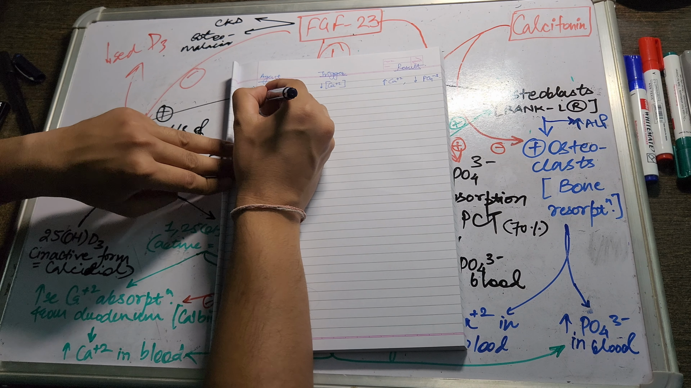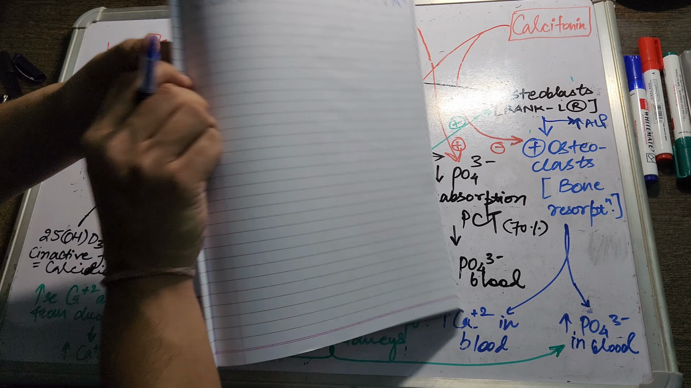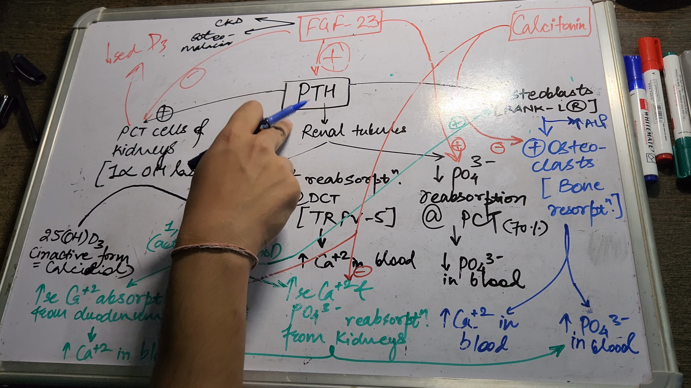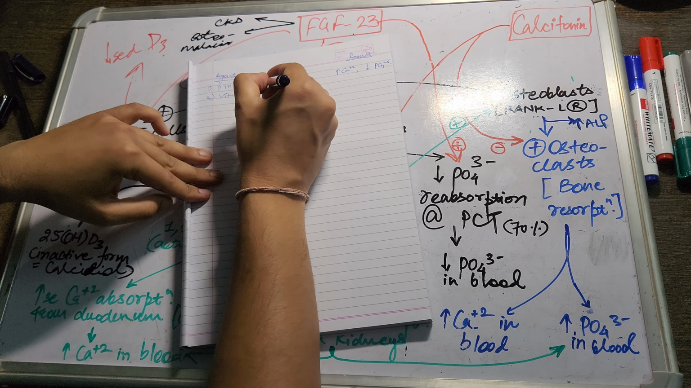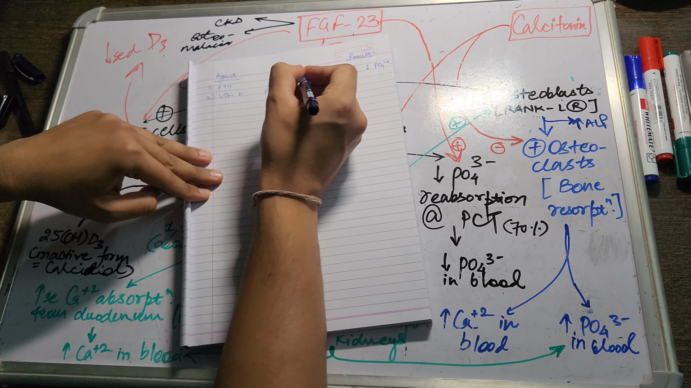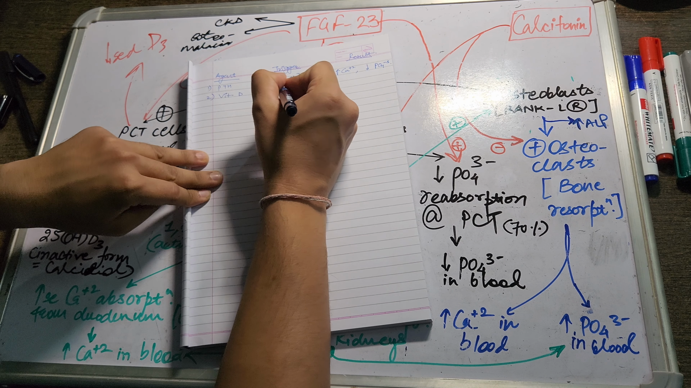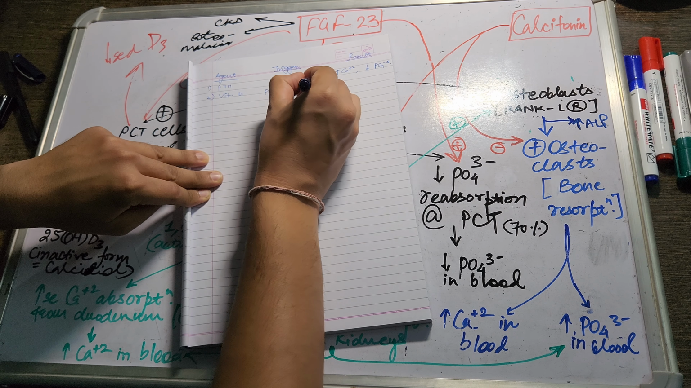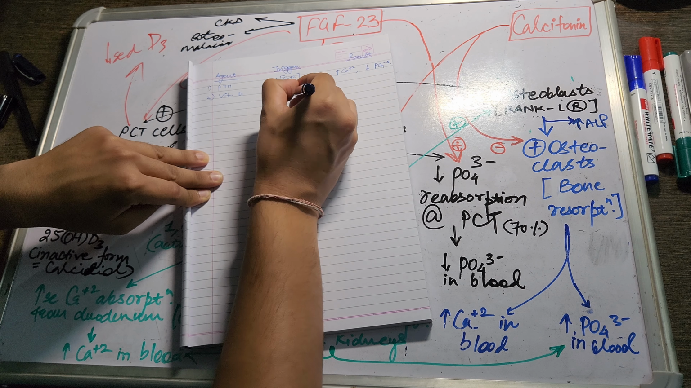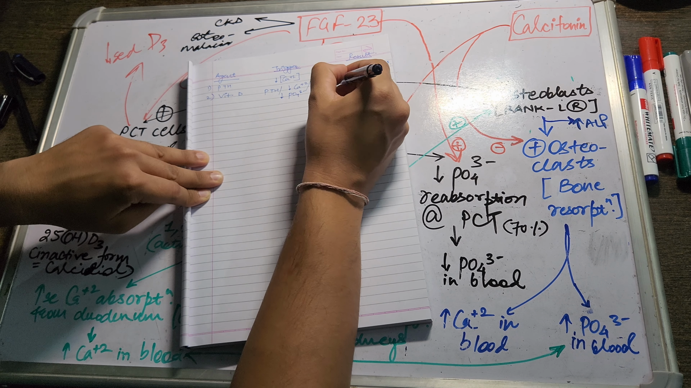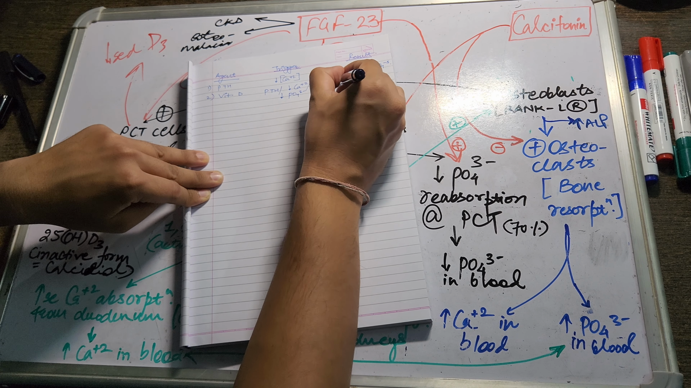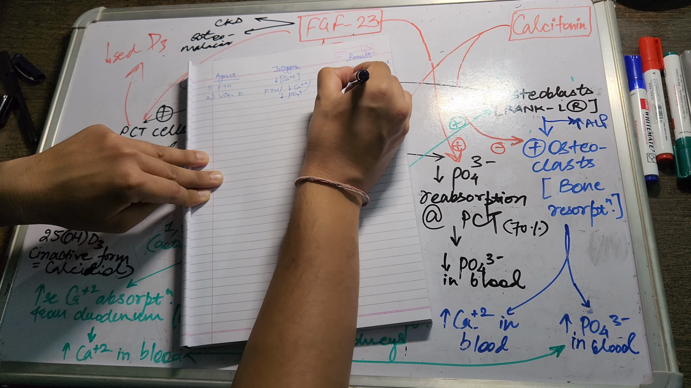Second, vitamin D. What are the stimuli for vitamin D? We have seen that vitamin D is activated by direct action of parathyroid hormone. So parathyroid hormone stimulates vitamin D production. Since vitamin D is increasing calcium and phosphate, low level of calcium and low level of phosphate can be individual triggers for vitamin D production. So vitamin D will result in increase in calcium concentration, increase in phosphate concentration. Clear till here?